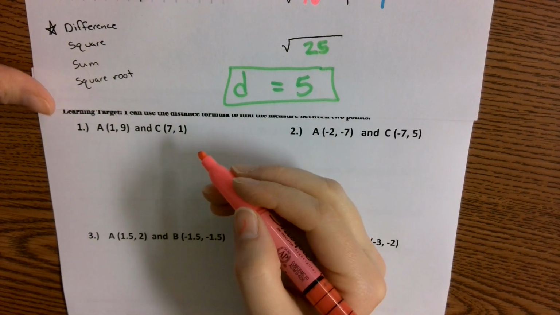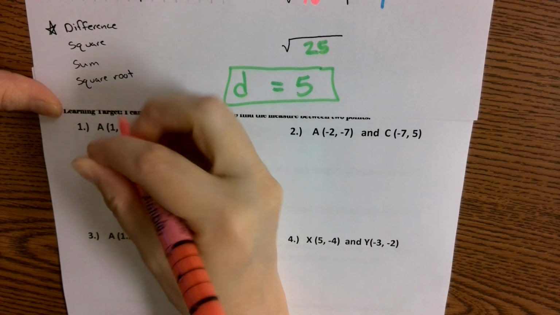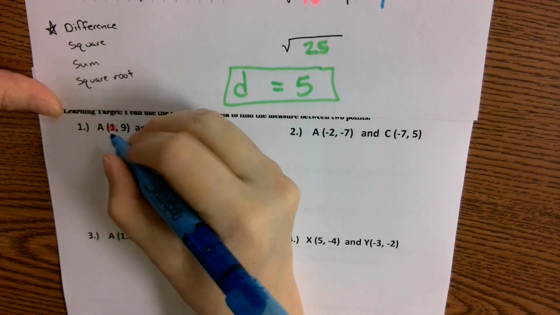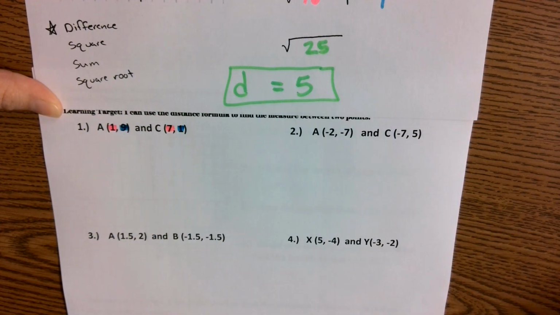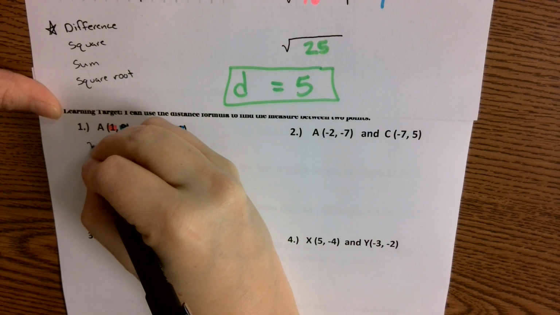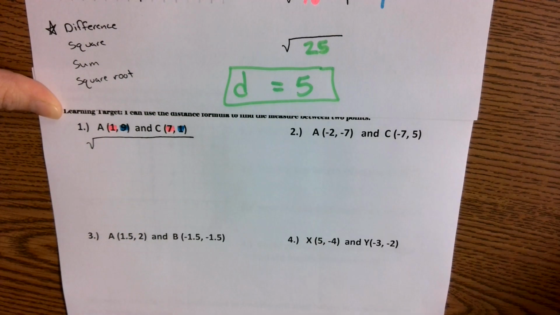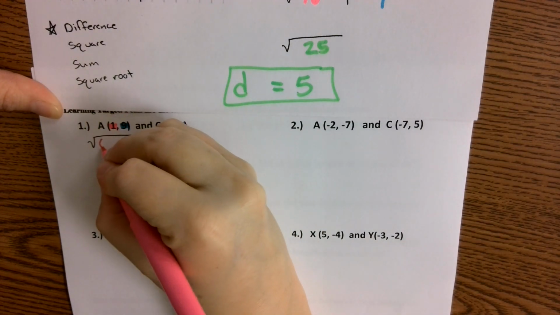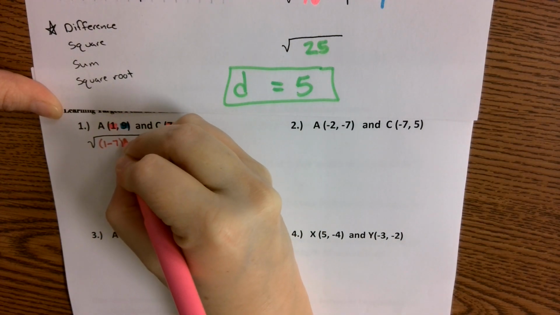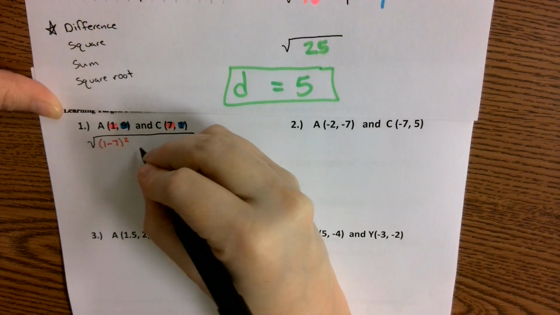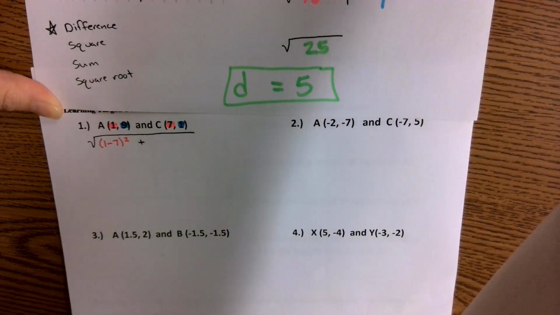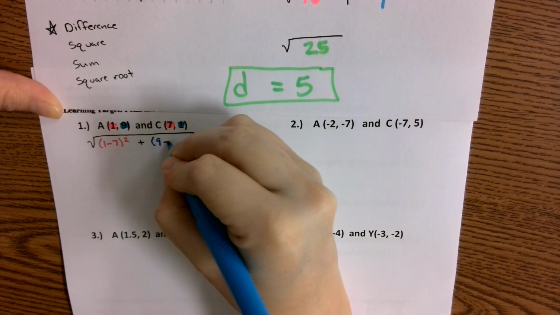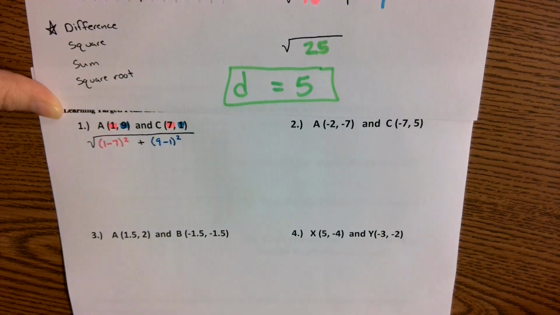Okay, again, it does not matter the order that you subtract, but here's my x's. I've got a 1, and a 7. My y's are a 9 and a 1. So when I'm setting this up, I'm going to do the square root of the difference between my x's. So I'm just going to do 1 minus the 7 squared plus, I now need to do the difference between my y's. So I'm going to do 9 minus 1 squared.